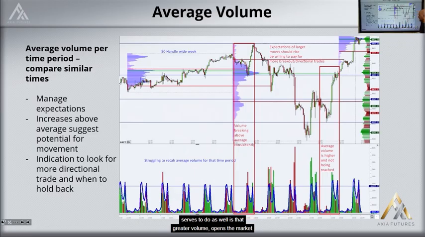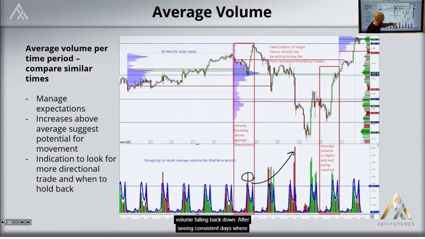And what this serves to do as well is that greater volume opens the market up, if you will. It moves people around a bit more, and that creates more volume as it brings more trade in. We move into new areas that is going to instigate greater trade, and volume then, after seeing an initial spike up, continues to rise. This is going to drag the average volume up, and then you go through periods where you start to see the average volume falling back down.